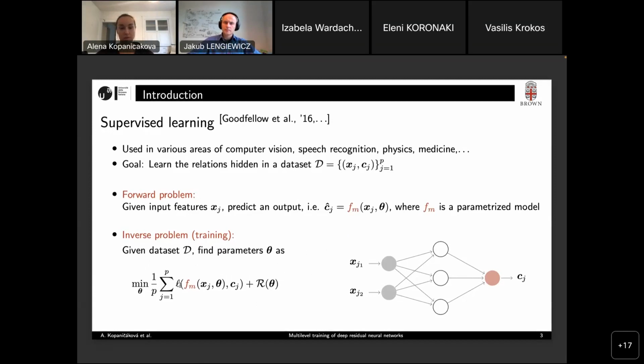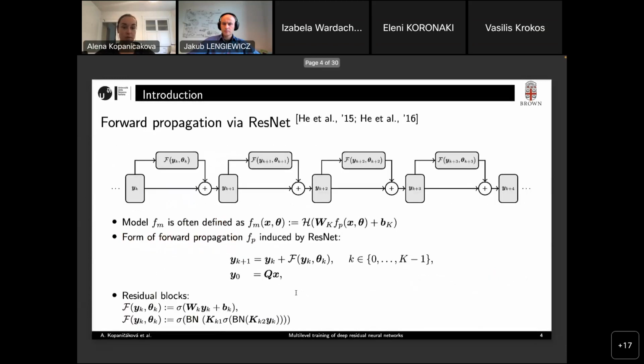Our goal is to minimize a loss functional, which takes into account the misfit between the output of our model, so our prediction, and the desired output prescribed in data set D. Of course, we also have to take into account some regularization term in order to make sure that our problem is well posed. In this work, we will focus on one particular type of network architecture. Our model will be defined in the following way: we have some forward propagation function, followed by an affine transformation of features, and then some hypothesis function.